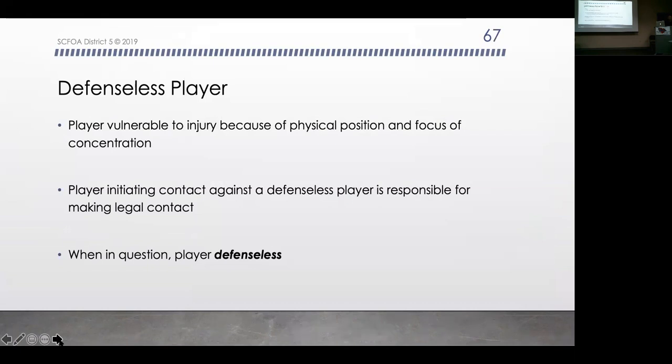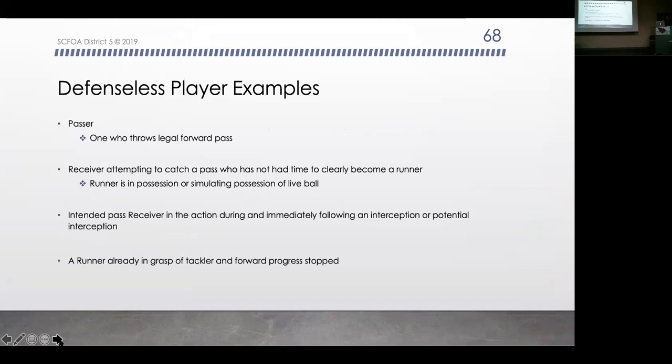Examples, the passer. So when is the passer a passer? When he throws a legal forward pass. So if he throws an intentional grounding, is he considered defenseless? He's a runner. No, he's not, because he has not thrown a legal forward pass. That's right.